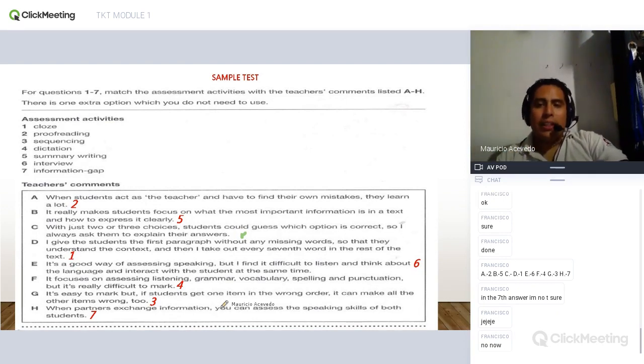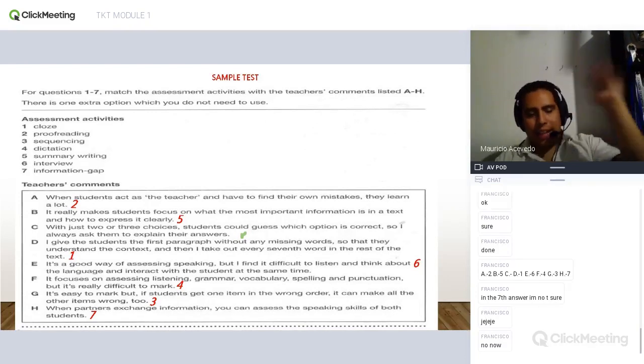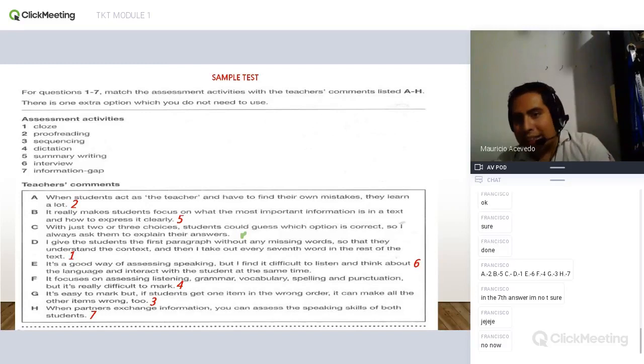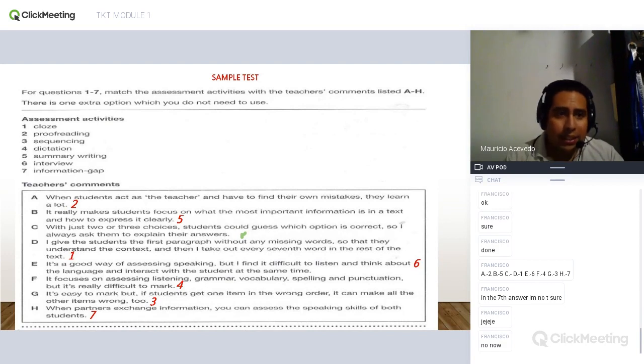Okay, so this is the end for planning, Francisco. We have already checked the elements of planning. We have already checked the aims, and now we check the procedures. What are the procedures? Well, the activities, and how you can assess them. I hope everything is clear.